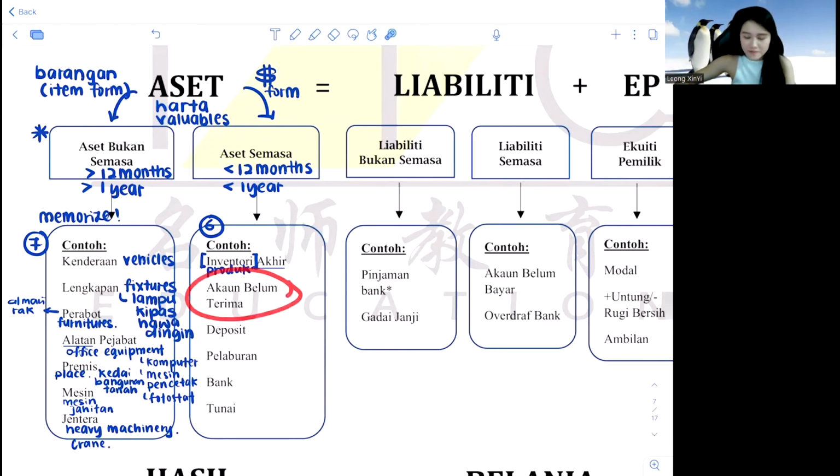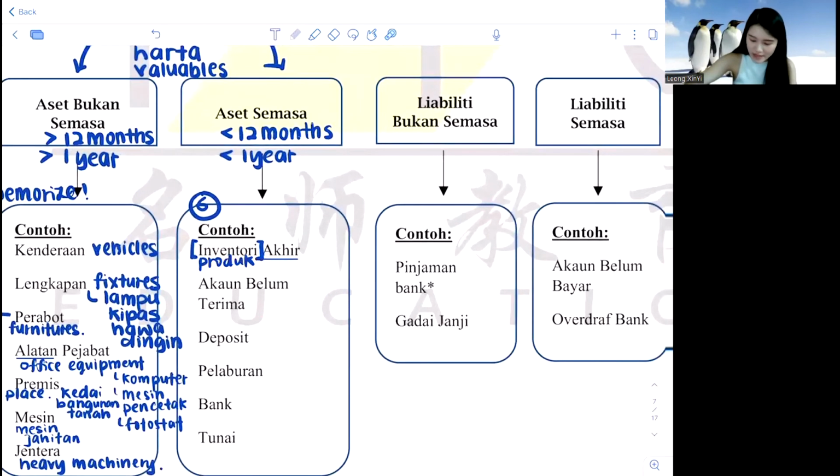Account belum terima. When does this happen? You guys write down, yeah? It is actually indicating a person. Account belum terima can also be known as ABT. ABT is which person? Just write down. Your customers.